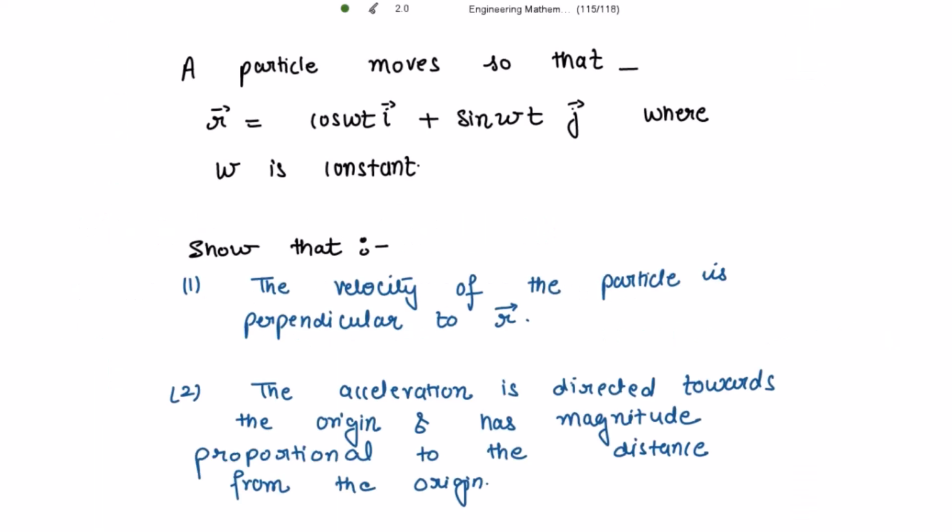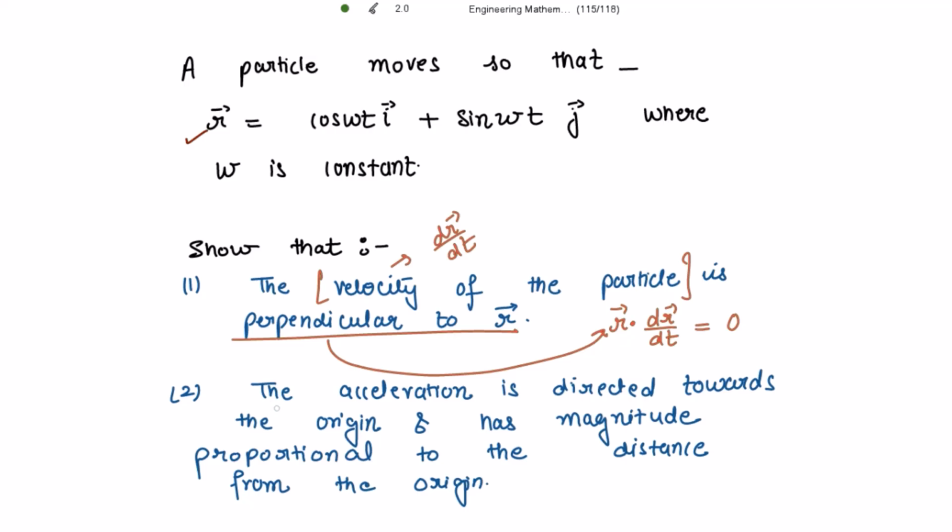A particle is moving so that the r vector is given to be this, where w is a constant, and we need to show that the velocity of the particle is perpendicular to the r vector. Perpendicular to the r vector means we need to get the dot product of this r vector with the velocity. What is velocity? It is dr by dt, that is the derivative of the position vector with respect to time. We need to show that the dot product of the r vector and the velocity should be equal to 0. This is the condition when these two are perpendicular.